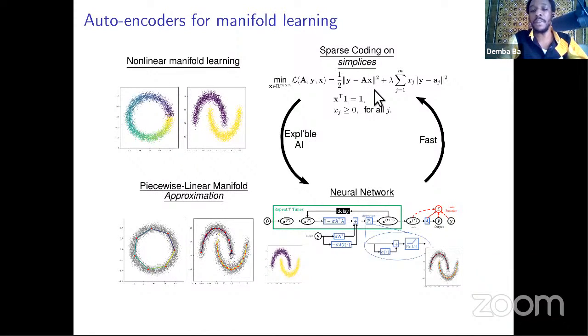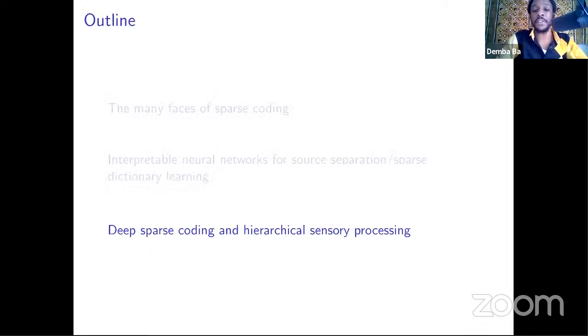So one thing I've thought a lot about and that I've come up with recently is a generalization of this model to incorporate hierarchical layers of processing. And I call this the deep sparse coding model. That's what I want to talk about next.